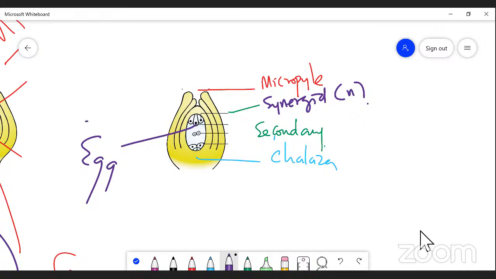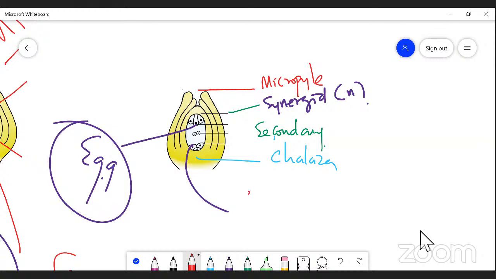The egg is a female reproductive gamete, right? I repeat once again, the egg is a uninucleated structure, but it is considered to be a female reproductive gamete. It is going to fuse with the male gamete, right? Please remember. And the lower cells you can see are the antipodal cells.